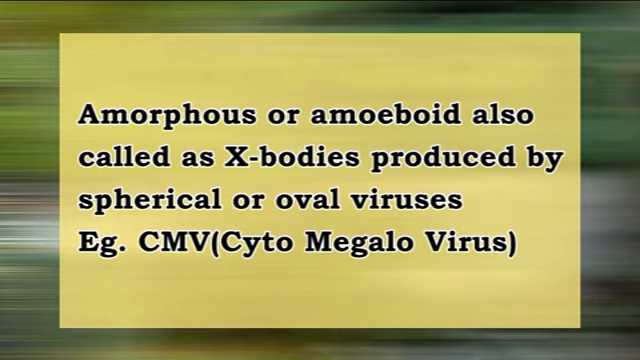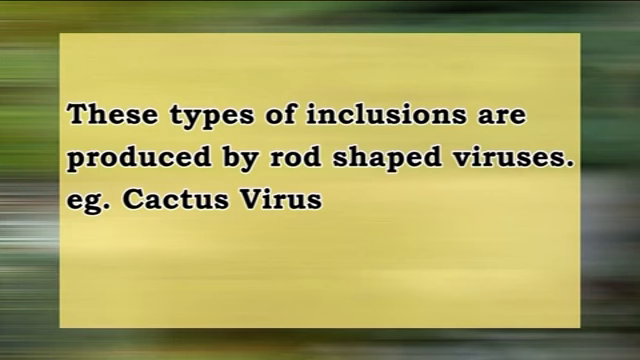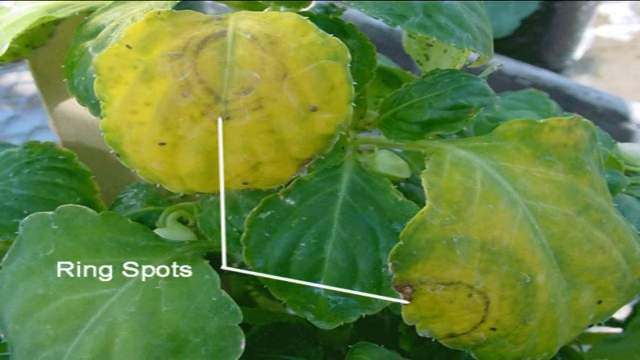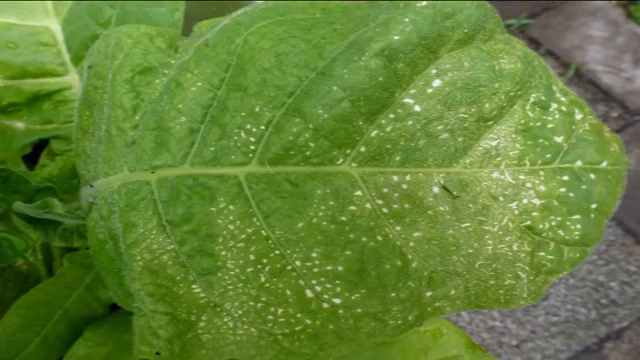Example, CMV. Next is crystalline. These types of inclusions are produced by rod-shaped viruses. Example, cactus virus and petunia ring spot. Nucleus. Example, tobacco etch virus, rectangular plates, BCMV strain, Pisum virus 2 and isometric crystals.